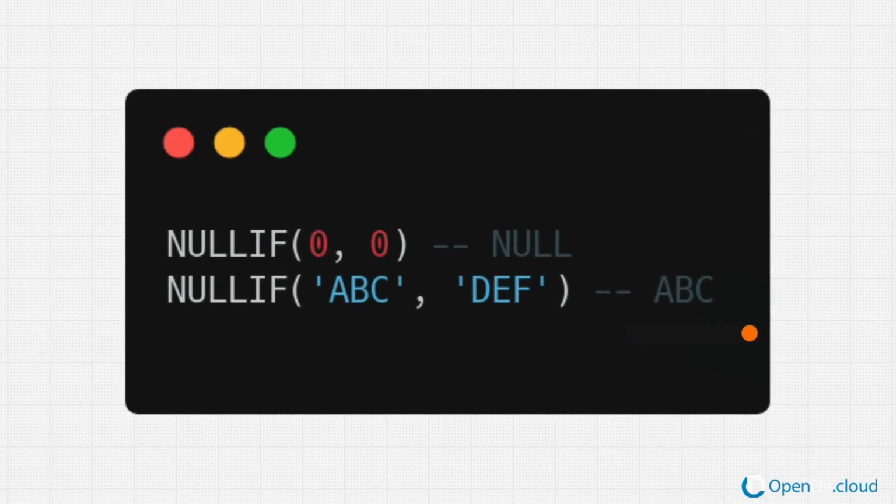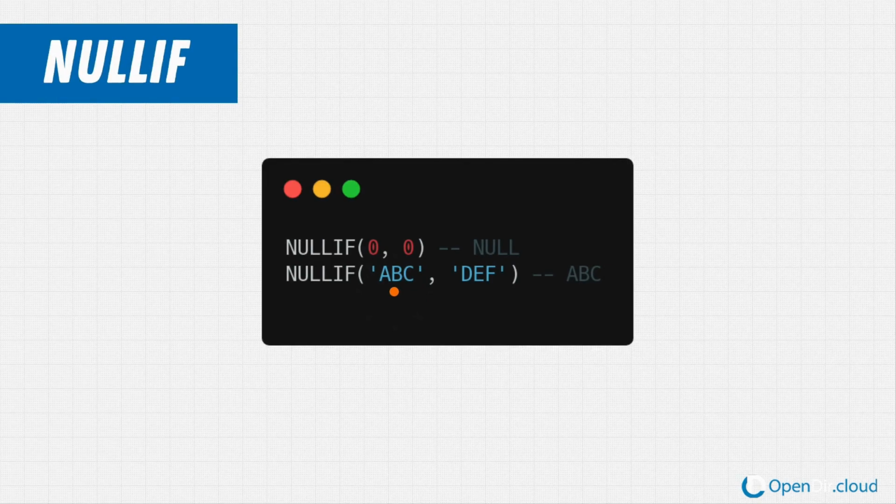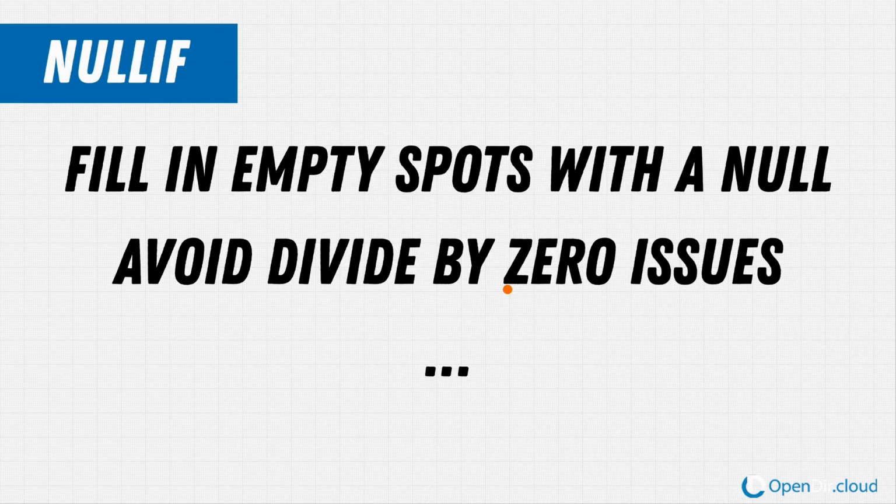So the way it works is, if the left-hand side matches the right-hand side, you're going to get null. But if the left-hand side doesn't match the right-hand side, then the left-hand side gets returned. So you can see how you would put your column here, and then the value that the column needs to match in order to return null. That's how it works. So fill in empty spots to avoid a divide by zero issue.